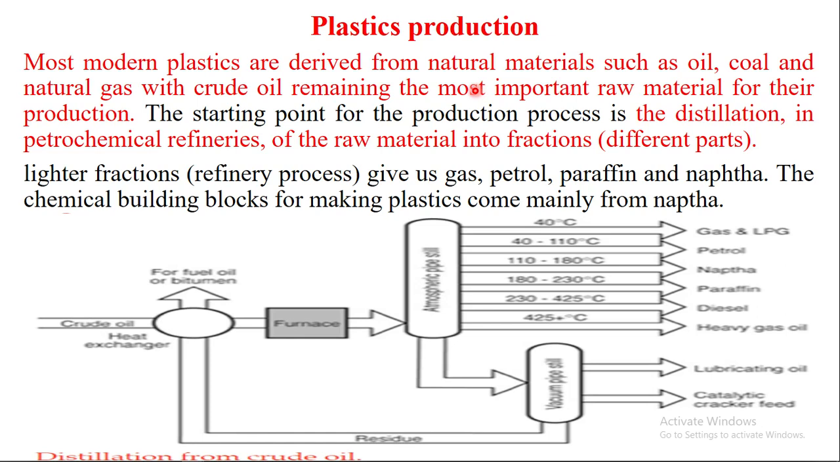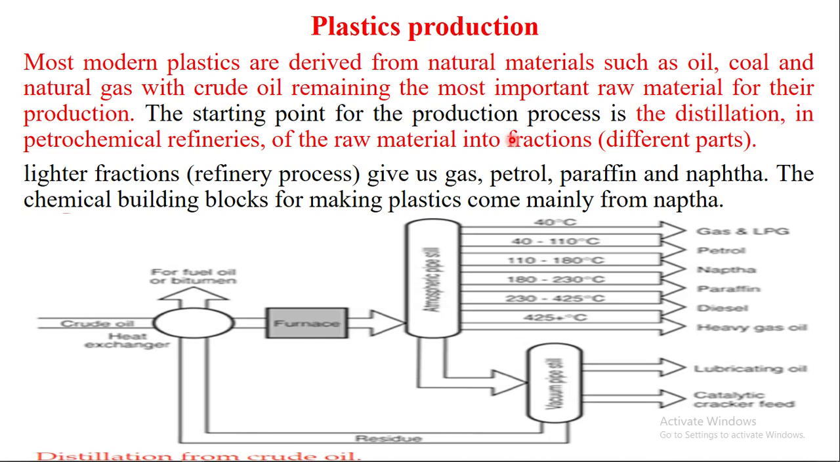Most plastics are made from natural materials such as oil, coal, and natural gas, with crude oil remaining the most important raw material for their production. The starting point of the production process is distillation. Distillation is a chemical process in which, by applying heat, we can decompose the structures or bonds of the materials.